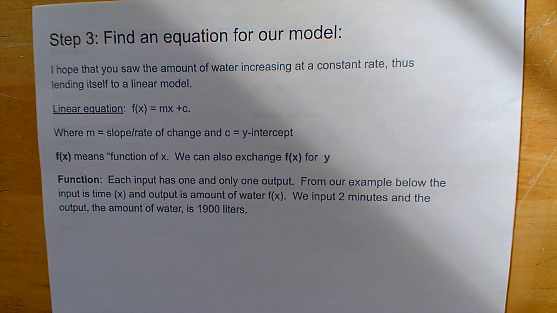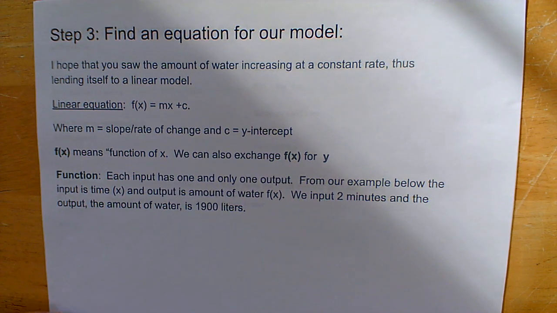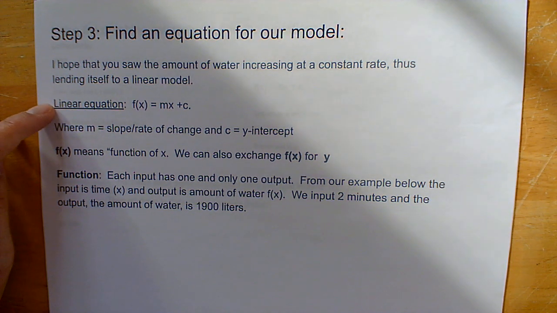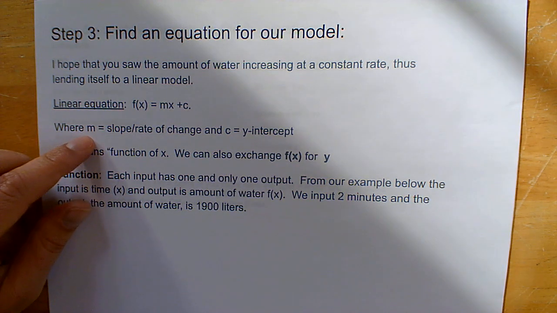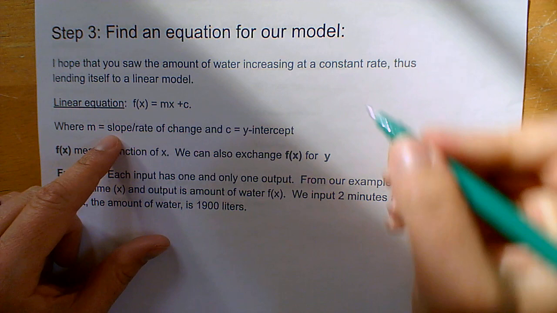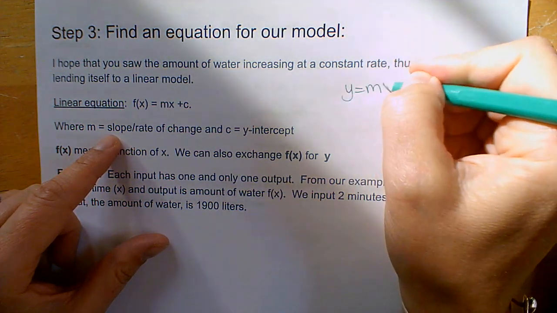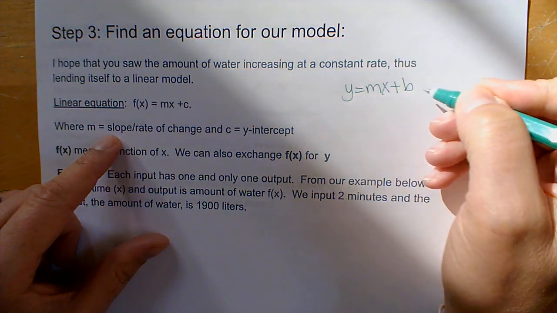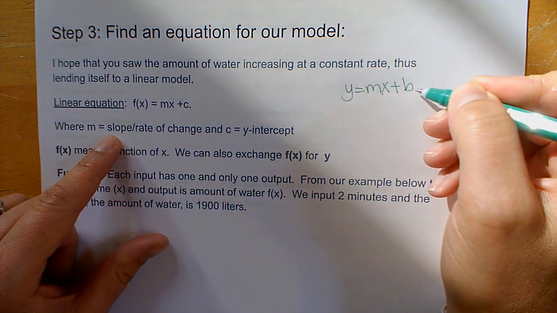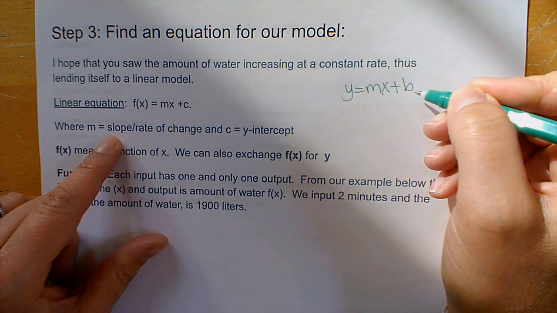Step 3, let's find an equation for our model. I hope that you saw the amount of water increasing at a constant rate, lending itself to a linear model. So our linear equation is f of x equals mx plus c, where m is going to be the slope, the rate of change, and c is going to be our y-intercept. Now this is very similar to y equals mx plus b. This is what we usually see in school, 9th grade. You have seen this in Algebra 1, and in 8th grade as well.